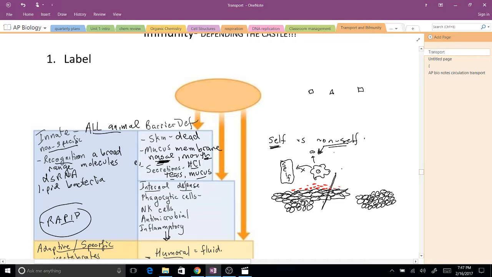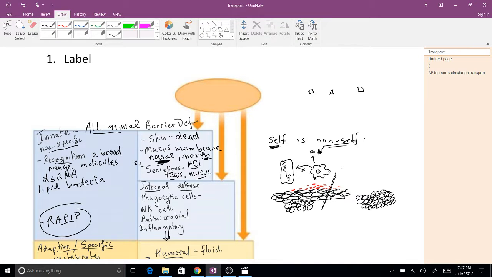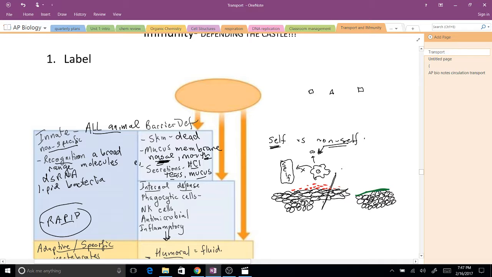But we have our own defenses against that as well. We've got things like mucus that kind of sits on top of our nasal mucous membranes and sweeps away. Tears have a natural antimicrobial. They also sweep away.